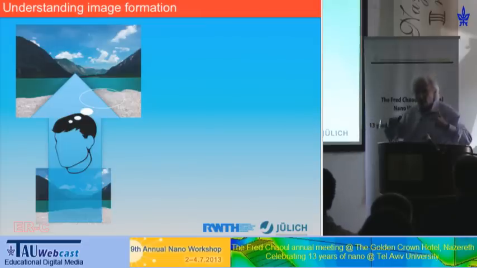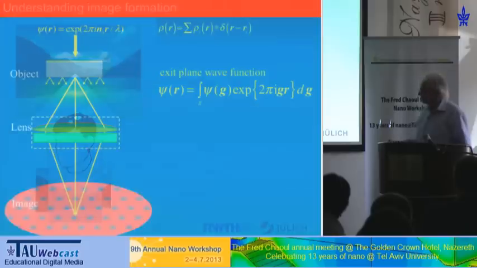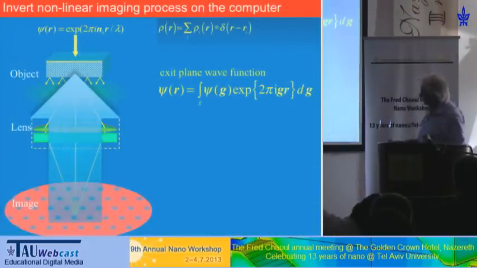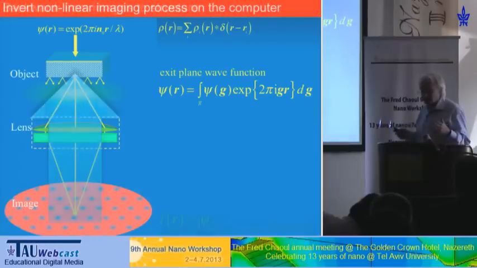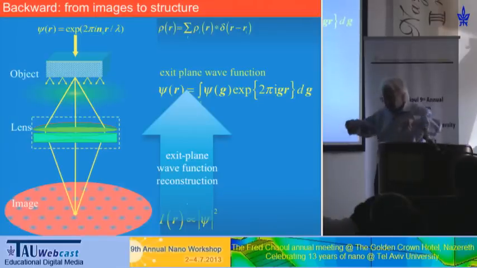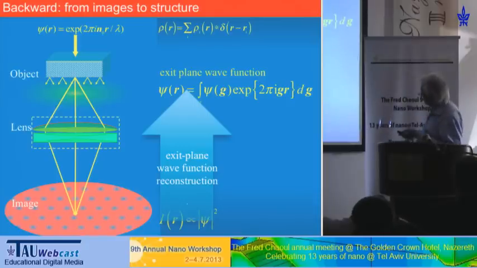We have to invert this in the computer. So that's how we get access to the contents of our images. So that's what the computer does. It does it in two steps. The first step is to go from images to the exit plane wave function. That's done with a very established technique, the so-called focal series reconstruction.